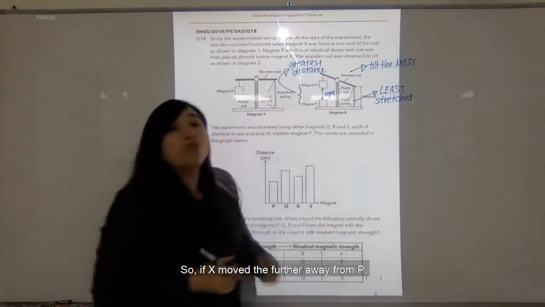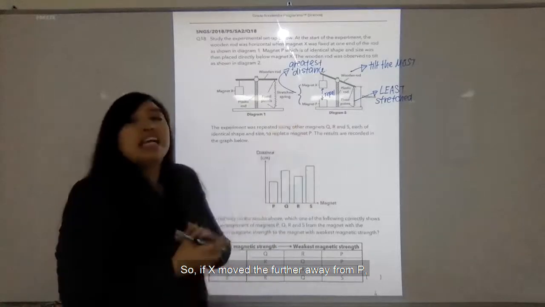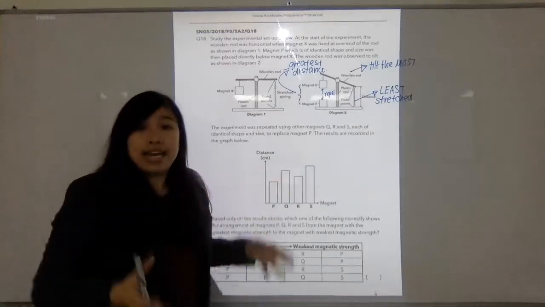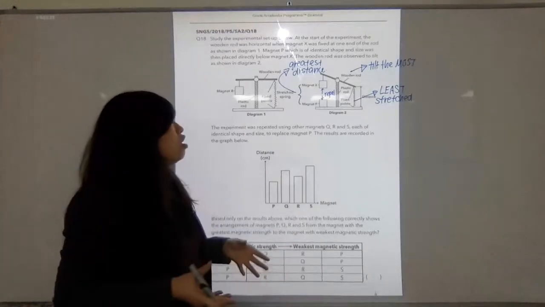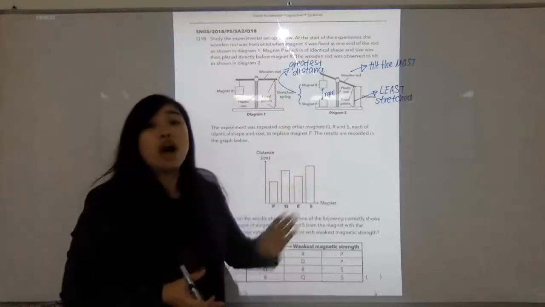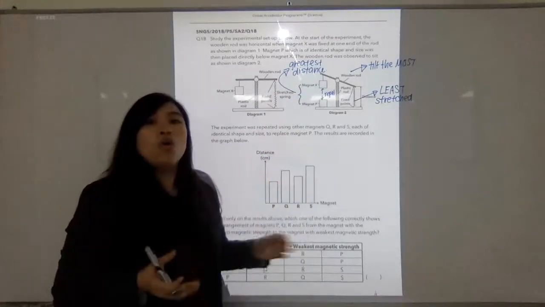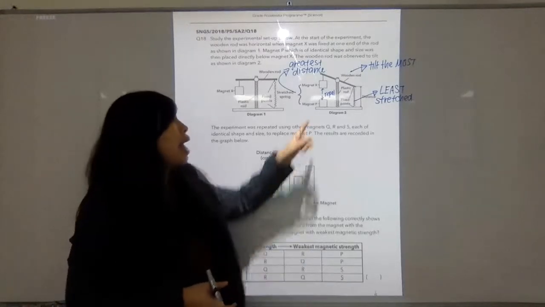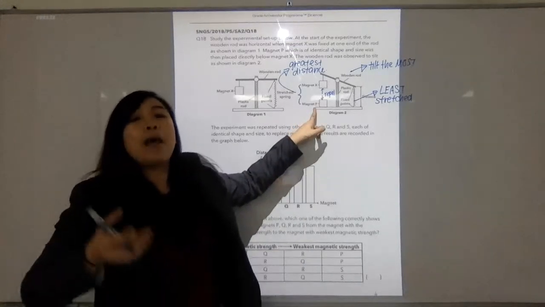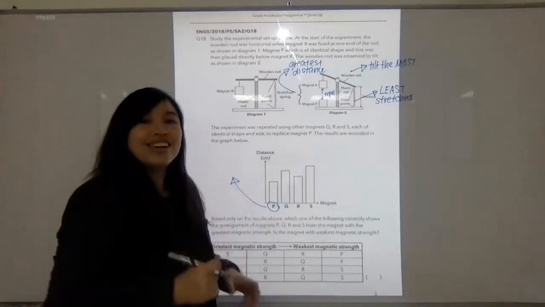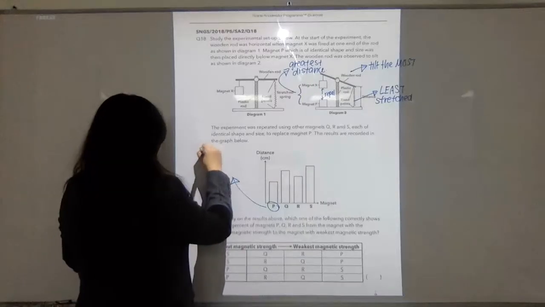So if X moved the furthest away from P, this means that there must be a greatest amount of magnetic force of repulsion. So in that case, since magnet X was used constantly throughout all four setups, who is exerting the greatest magnetic force of repulsion? It must be magnet P. This is why we can conclude that P has the greatest magnetic strength.